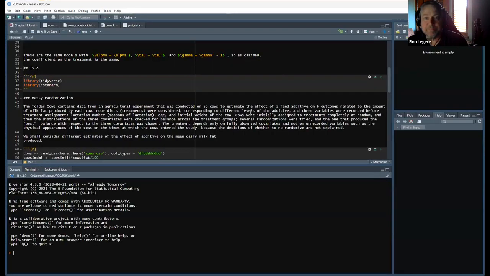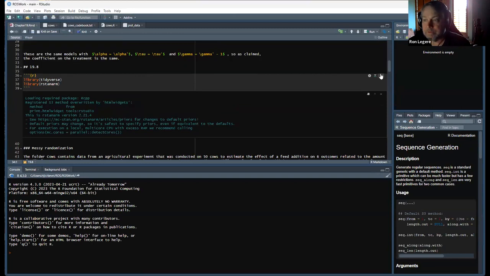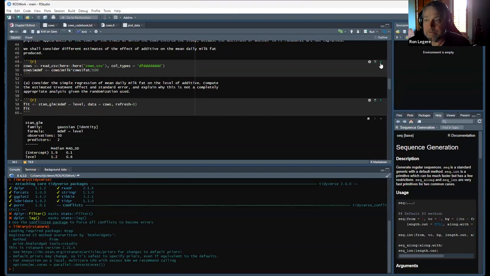Of course, we have to reevaluate, I believe. Which is not hard because we just did that. Okay, so now we can get the cows out, load them in, hopefully.